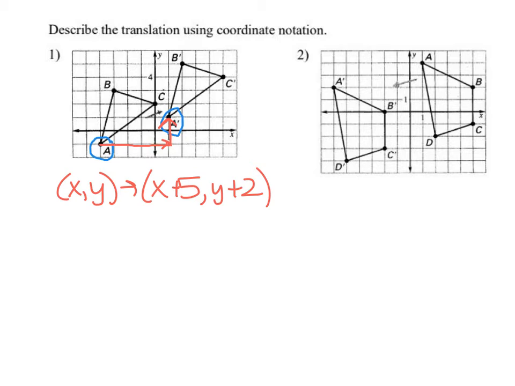And then in number 2, we're doing the same thing. I'll grab a pre-image point, I'll use A again, and then its corresponding image point, A prime. And so let's see how A has to move in order to get to A prime. We're going to move to the left a certain number of units, and it looks like 1, 2, 3, 4, 5, 6, 7 units to the left, and then down 2. So if we're going 7 to the left and then down 2, that coordinate notation would look like this.